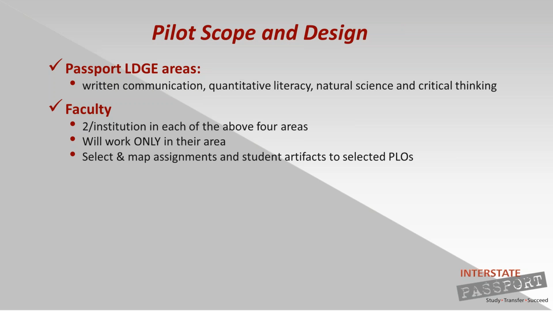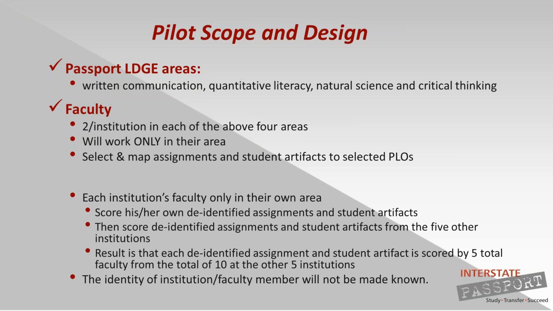So it's not the case that a faculty member might be evaluating or doing mapping in a couple of areas, written communication and natural science, even though there may be an assignment that might be applicable to the learning outcomes in each of those areas. The faculty is going to confine their work just to the area for which they've been chosen. And they will select assignments that they're going to map to the learning outcomes, and they will also select student artifacts that are going to be mapped to the selected learning outcomes in each of those 4 areas.